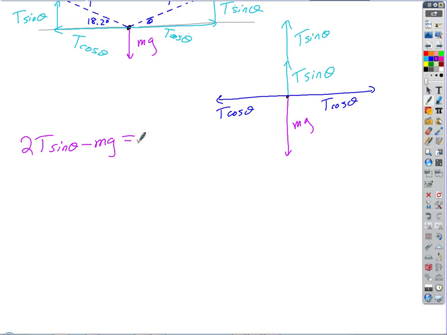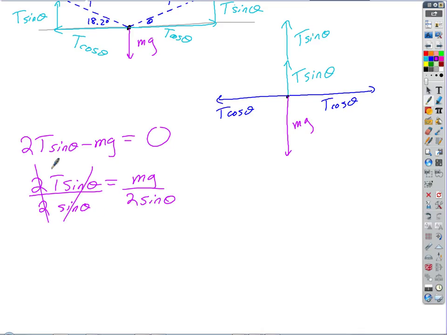0. But think about this situation. Is anything moving? No. It's static, because the thing's just hanging there. So there's no acceleration, so it's 0. So all I have to do to solve for T is push that mg to the other side. So we get 2T sine theta equals mg, and I'll divide each side through by 2 sine theta. That leaves me with the T by itself, and so that's just a calculator number.